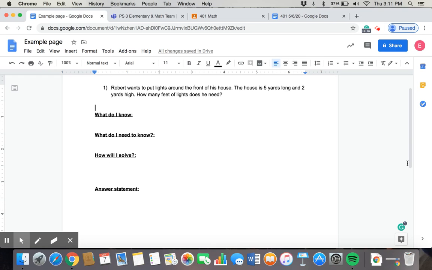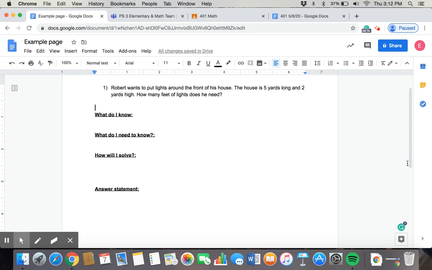So first, the question says, Robert wants to put lights around the front of his house. The house is 5 yards long and 2 yards high. How many feet of lights does he need? Now, something we want to notice is it says it's 5 yards long and 2 yards high. But the question's not asking us how many yards of light does he need. It's asking us how many feet.